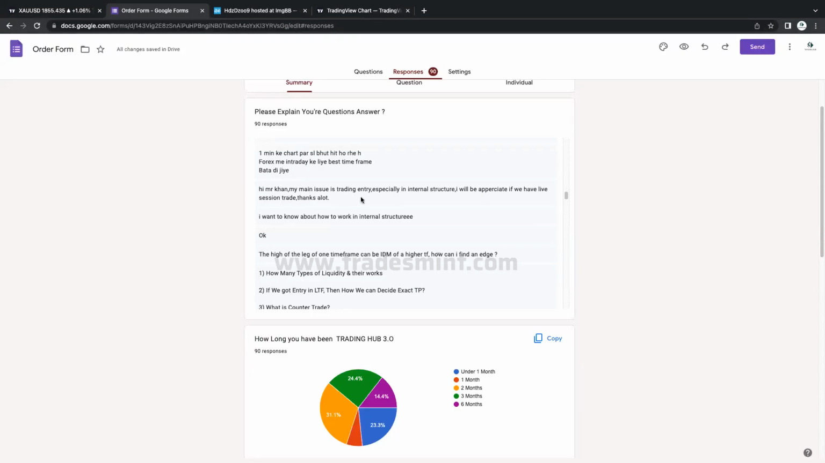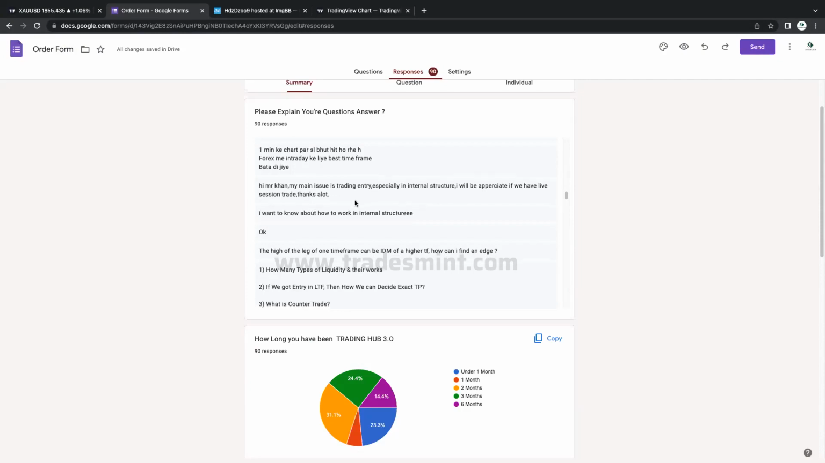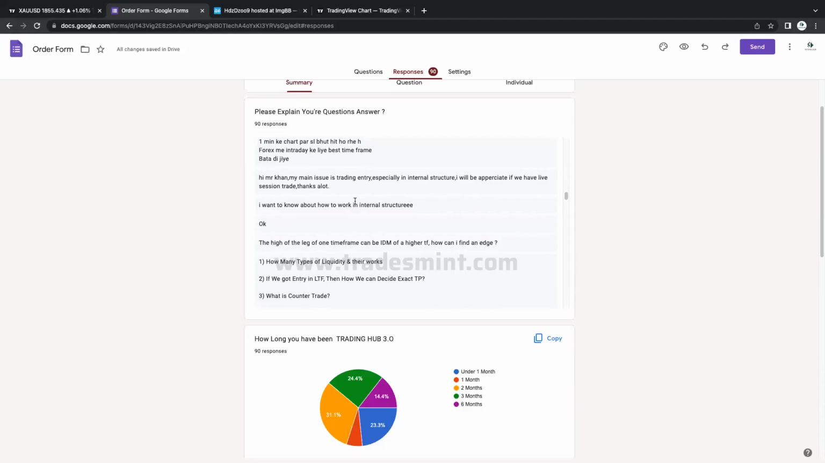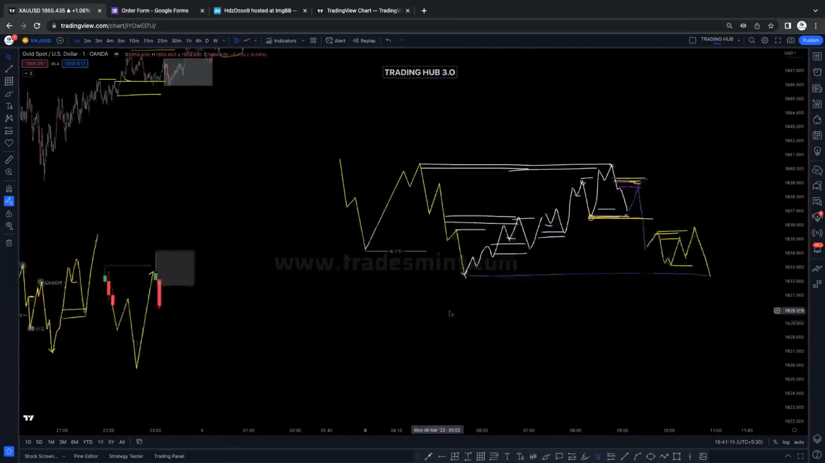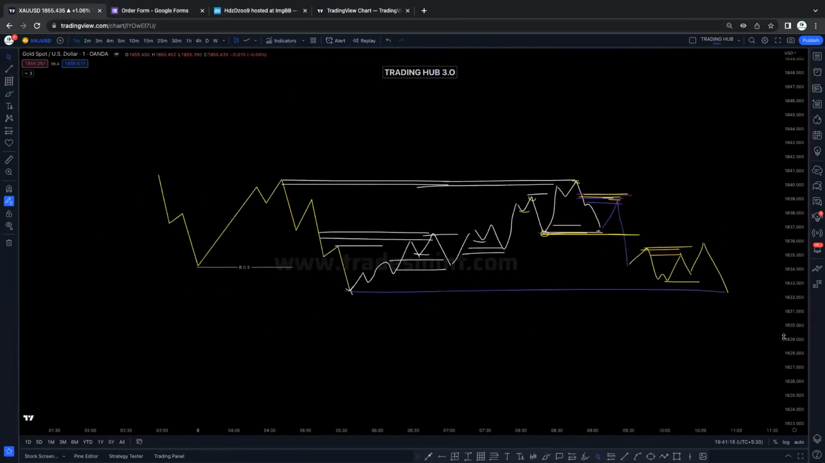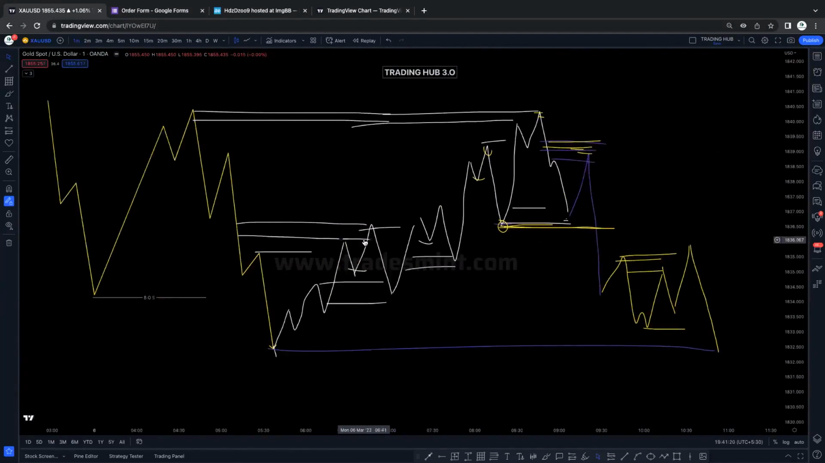Mr. Khan, main issue trading day, especially in an internal structure. We appreciate it if you live session trade. Thanks a lot. Sir, for the internal structure trade, I mentioned here already this one. I think I deleted it. No, sir, this one. This is the process to trade internal structure, right? When the decisional PY failed, then you have to take entry. This is the process to trade internal structure. This move is our internal.